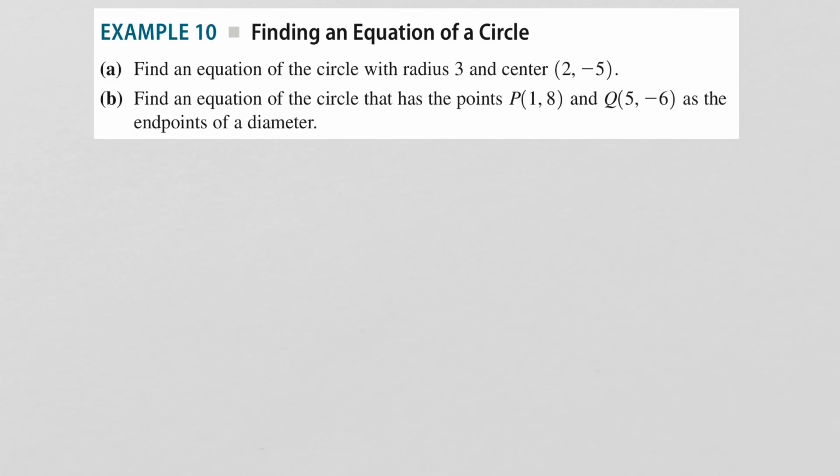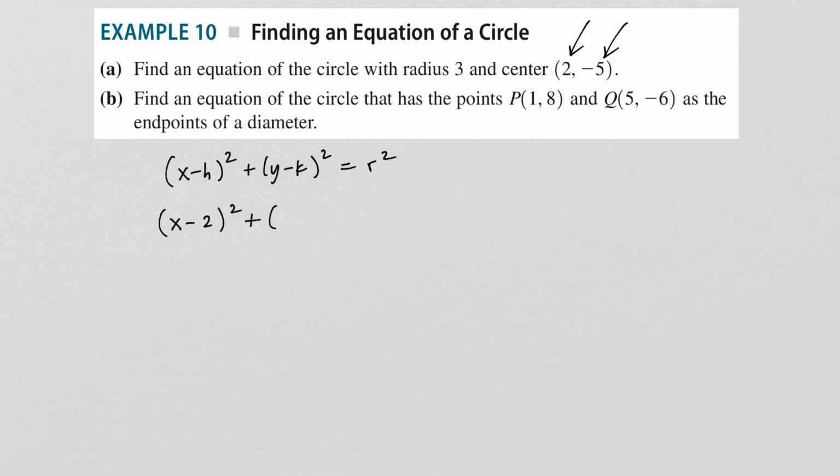Now let's find the equation of a circle. In the first part here, we want to find the equation of the circle with radius 3 and center (2, -5). Again, we know the equation is (x minus h) squared plus (y minus k) squared is equal to r squared. In this case, h is 2, so that's going to be (x minus 2) squared. k is negative 5, so that's going to be (y minus negative 5) squared. And then the radius is 3, so 3 squared.